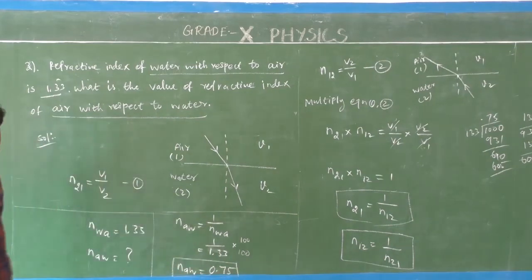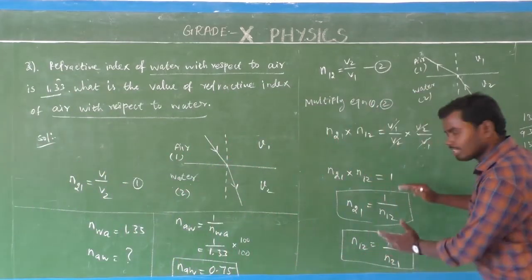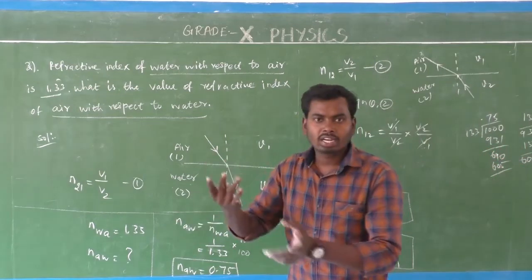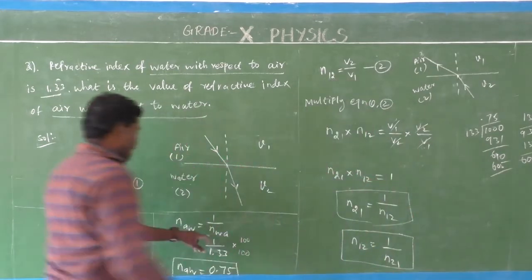That is equal to 0.75. See, don't get confused. You apply this formula, the relative refractive index formula here. That is ulta. You just interchange the two medium. Okay, we can get this answer.